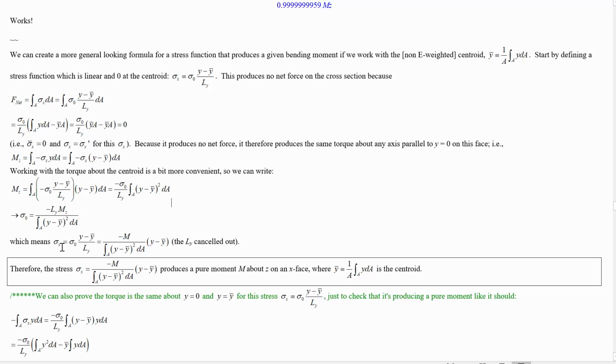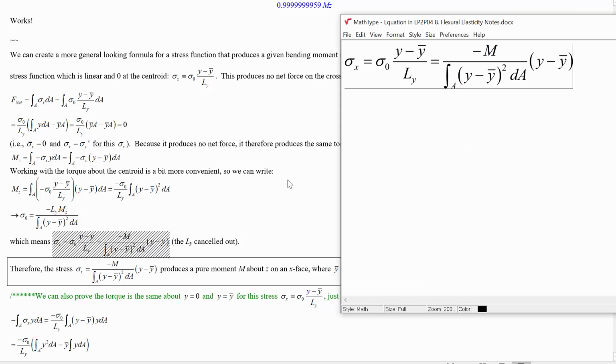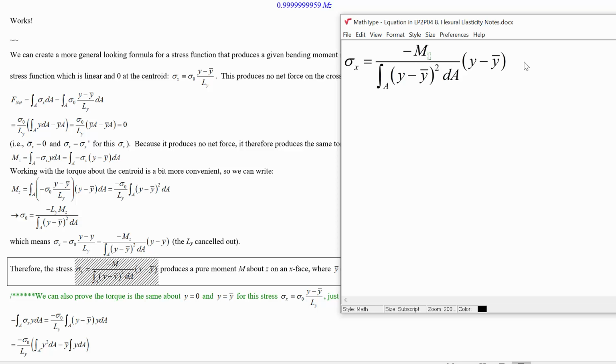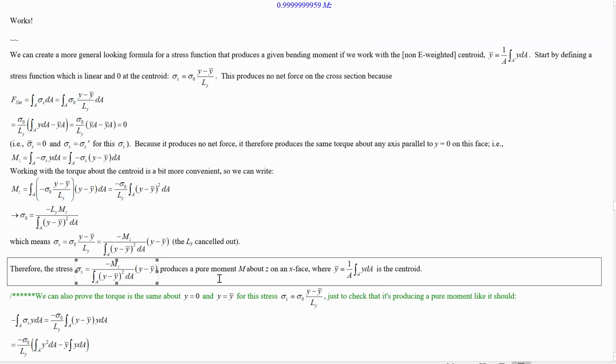The stress function that we're looking for would be what we get when we sub this sigma naught in times y minus y bar over Ly. And the sigma naught subbed in then makes the Ly actually cancel, and we get a stress distribution that produces the moment in the Z direction that we're looking for on the X surface. That would be equal to that moment times y minus y bar over the integral of y minus y bar all squared with respect to area. So let's calculate that.